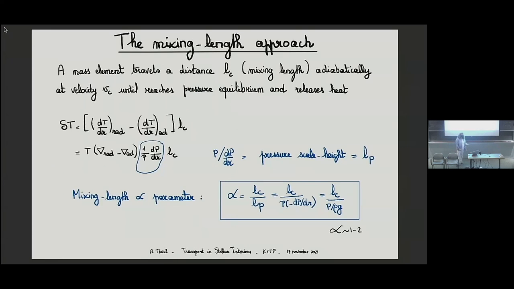So what's the mixing length approach? It consists in saying that we consider that mass elements travel some distance, LC, which is called the mixing length, adiabatically at some velocity, VC, and they release the heat when they reach pressure equilibrium. So the change of temperature due to this motion is proportional to the difference between the radiative and adiabatic gradients. It's proportional to a length scale, which is the pressure scale height, and then there is the mixing length. We usually define the mixing length alpha parameter, which is the ratio of the mixing length and the pressure scale height. And alpha is order 1, 2, something like that.